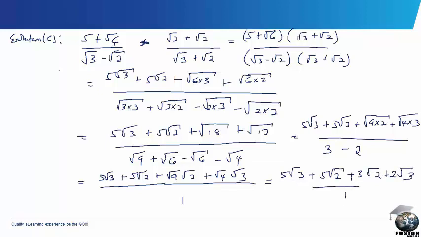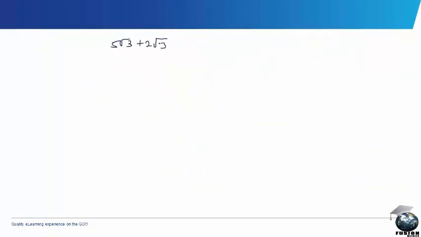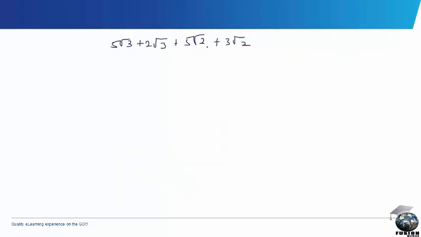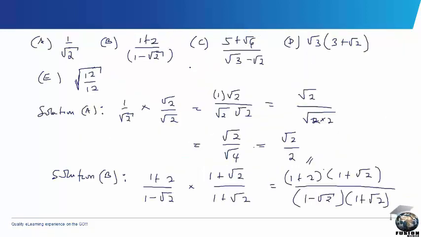So we collect like terms. We have 5 root 3 and we have 2 root 3, and so we put them together. We have 5 root 3 plus 2 root 3. Okay, and then we have 5 root 2 plus 3 root 2, all over 1. The 1 doesn't really matter, so this gives us 7 root 3 plus 3 plus 5 is 8 root 2. Okay, so that whole fraction has been divided and simplified into that.